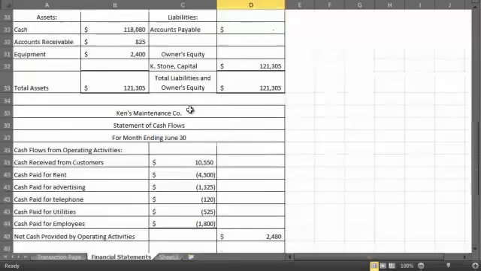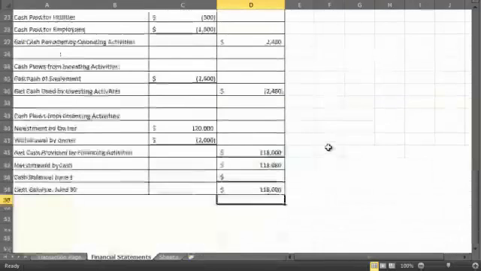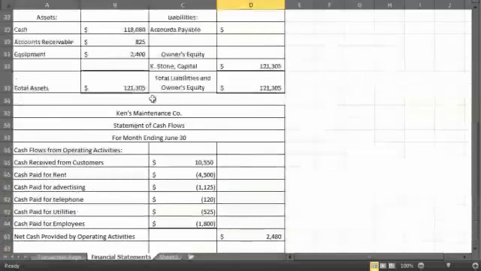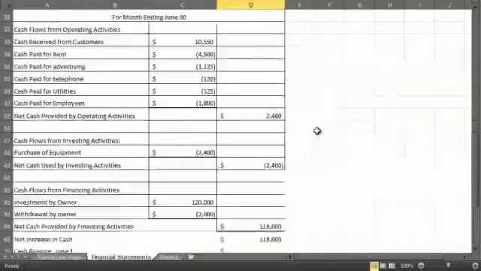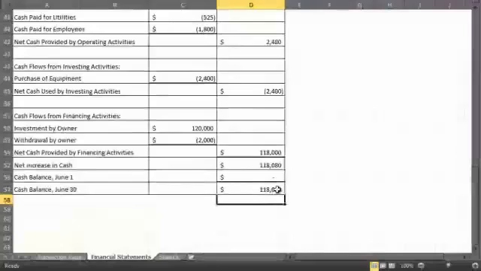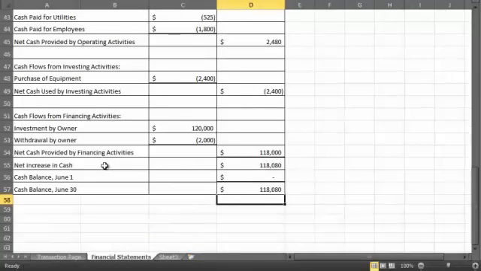And when we look at this, we go back up here, we completed the balance sheet, we see that the cash balance is $118,080. And that should equal what our balance is on the statement of cash flows when we are finished. Again, the statement of cash flows just lets investors or creditors know where that $118,080 comes from. And with that, that is the end of problem 1-8B.